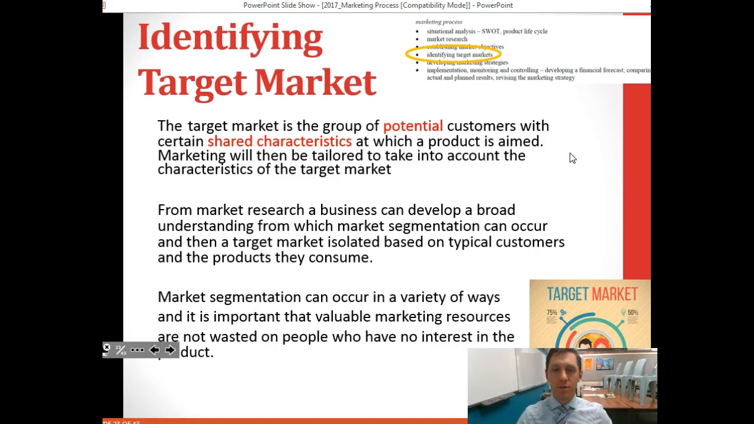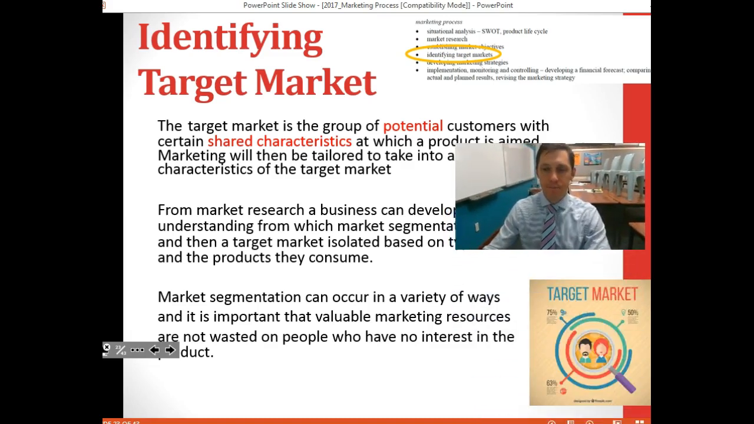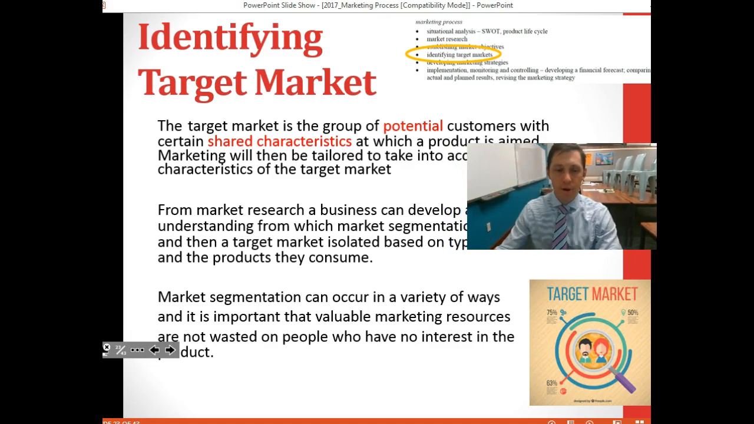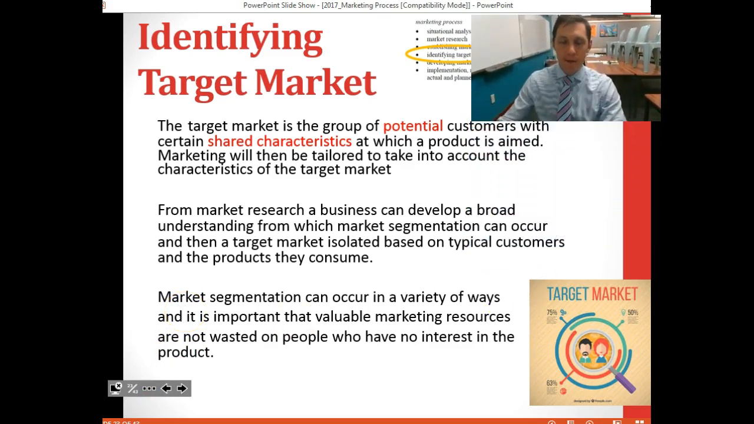So from market research, the previous step, a business can develop a broad understanding from which market segmentation can occur. And then a target market isolated based on typical customers and the products that they consume. So market segmentation will form a critical part of target markets, which we'll look at in a moment. Market segmentation can occur in a variety of ways. It's important that valuable marketing resources are not wasted on people who have no interest in the product. So the target market and market segmentation go hand in hand.